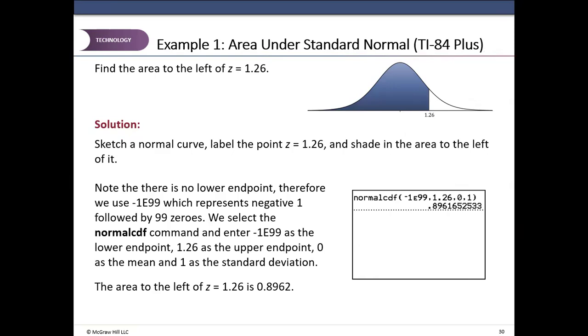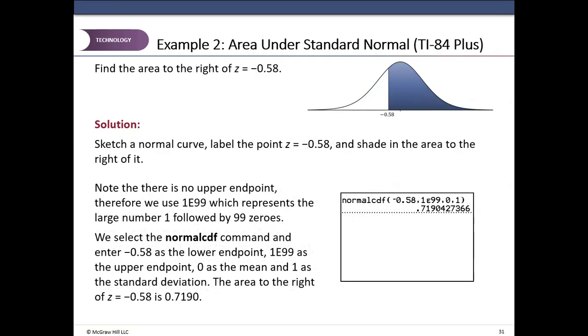The upper boundary, we only want to go up to 1.26, so type 1.26. The calculator is set for the standard normal curve. Mean is 0, standard deviation is 1. Paste, enter, and enter. And the area is 0.896, much like what's on the screen.